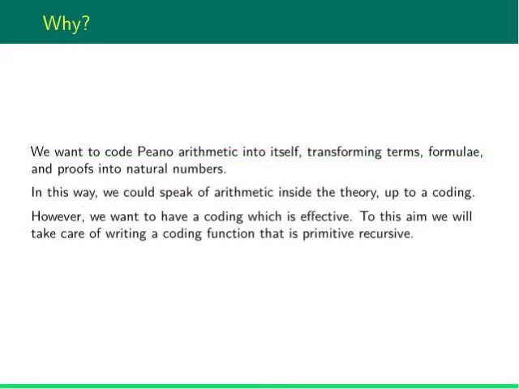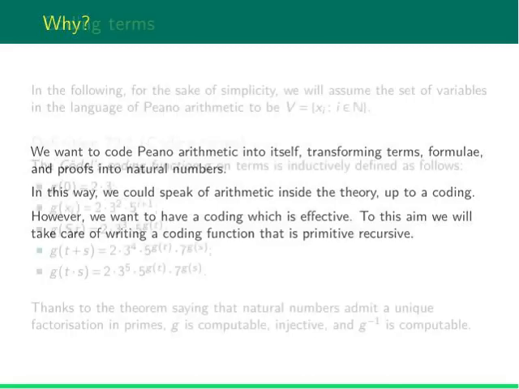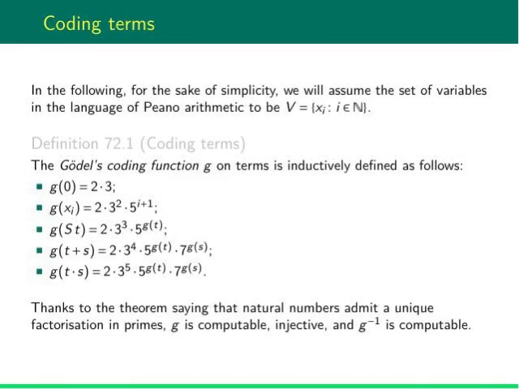The purpose of this lesson is to represent Peano arithmetic terms, formulae, and proofs as natural numbers by a primitive recursive coding function, to speak of the theory inside the theory, up to the coding. To simplify our treatment, we assume all the variables to be x_i, with i a natural number. The coding function g is defined as in the slide.